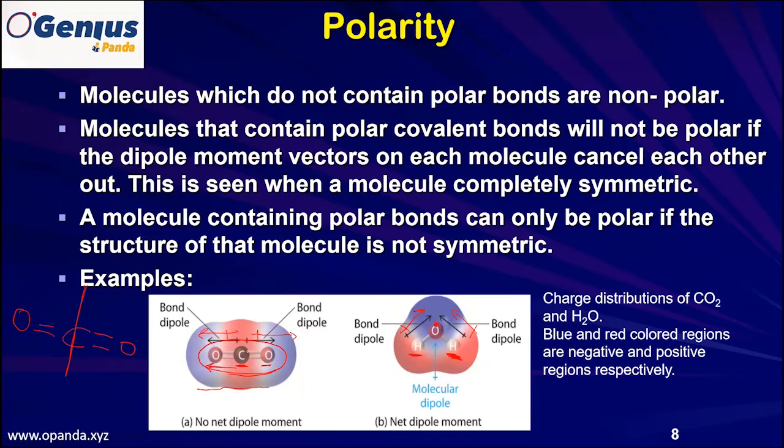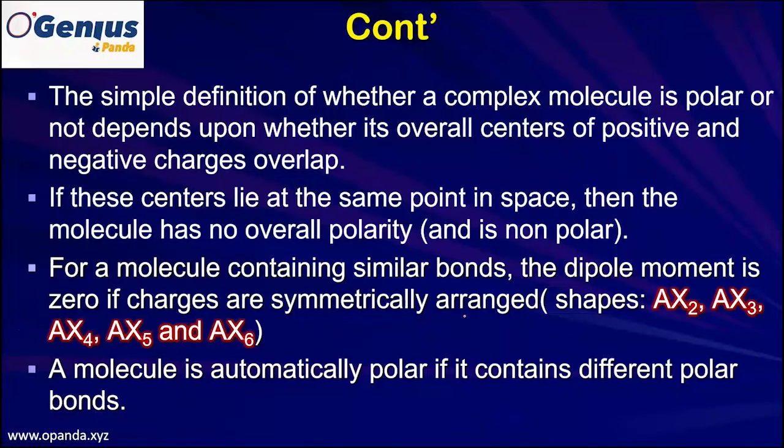Okay, so our molecule of water is polar because it has a net dipole moment, which is different from zero. Remember, it's because we have polar bonds and the bond dipoles are not canceling out. The simple definition of whether a complex molecule is polar or not depends upon whether its overall centers of positive and negative charges overlap. If the center of positive charges and the center of negative charges do overlap, then the bond dipoles will cancel out. But if they do not, they will not cancel out, making our molecule polar.